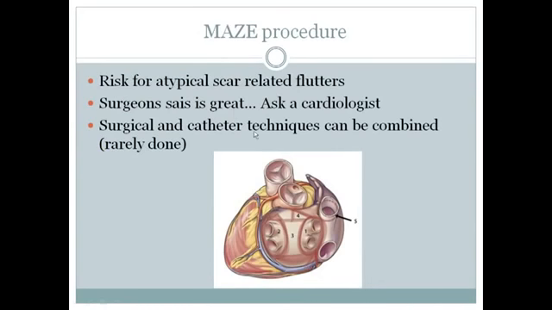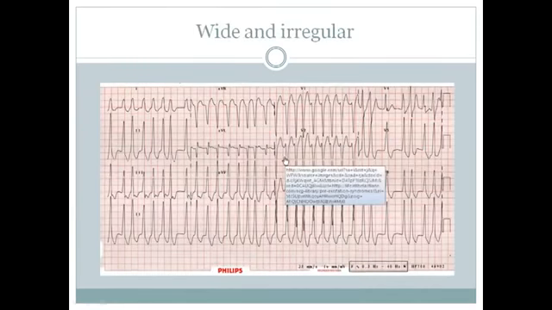MAZE procedure: basically they try to do the same thing we do with catheters, but by cutting the atrium. Surgeons say that it's great. Cardiologists don't like it a lot because it creates deep scars and you have a lot of reentry atypical flutters arising from this. So we discourage it. So I'm not going to talk about it.